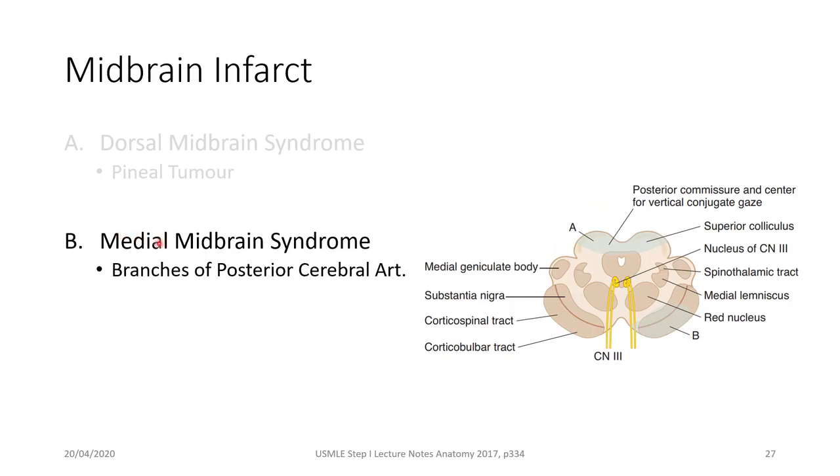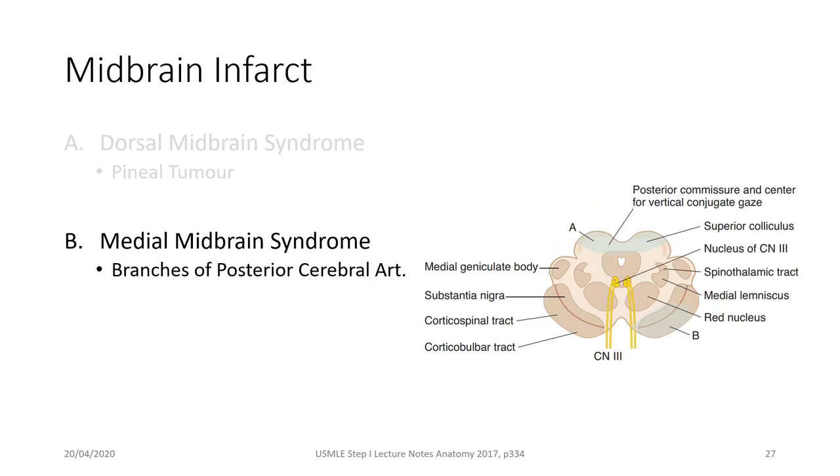Similarly, there can be medial midbrain syndrome in the midline branches of the posterior cerebral arteries. As they were winding around, they were damaged, so the crus cerebri becomes damaged and leads to contralateral hemiplegia, and if cranial nerve 3 is involved, it leads to a whole other list of symptoms.